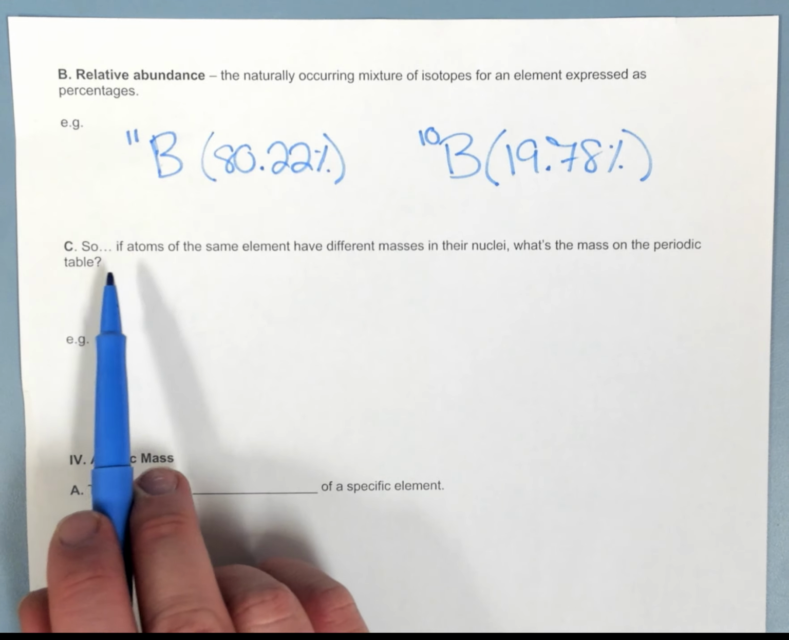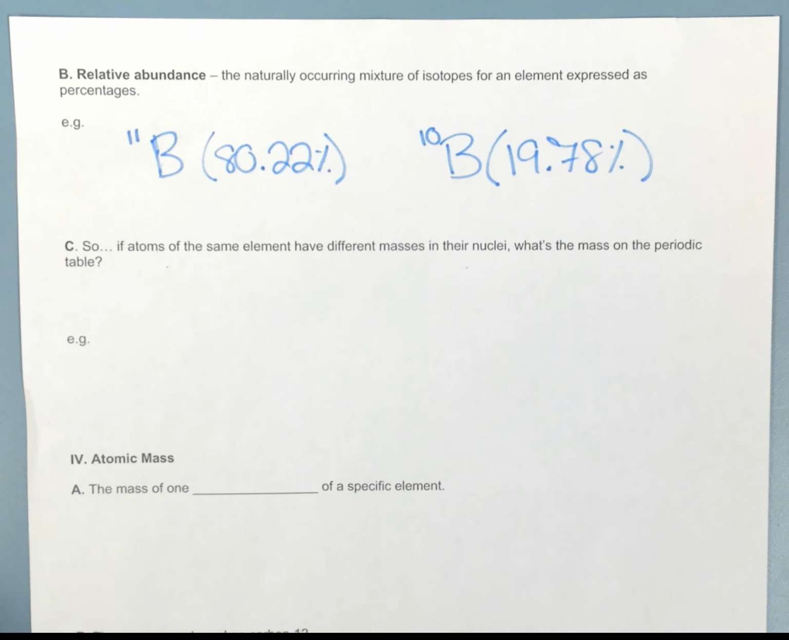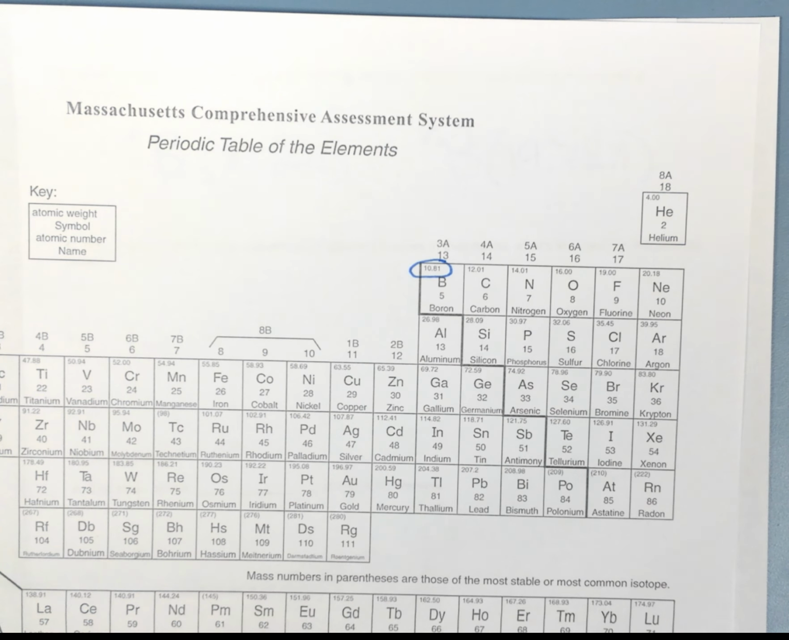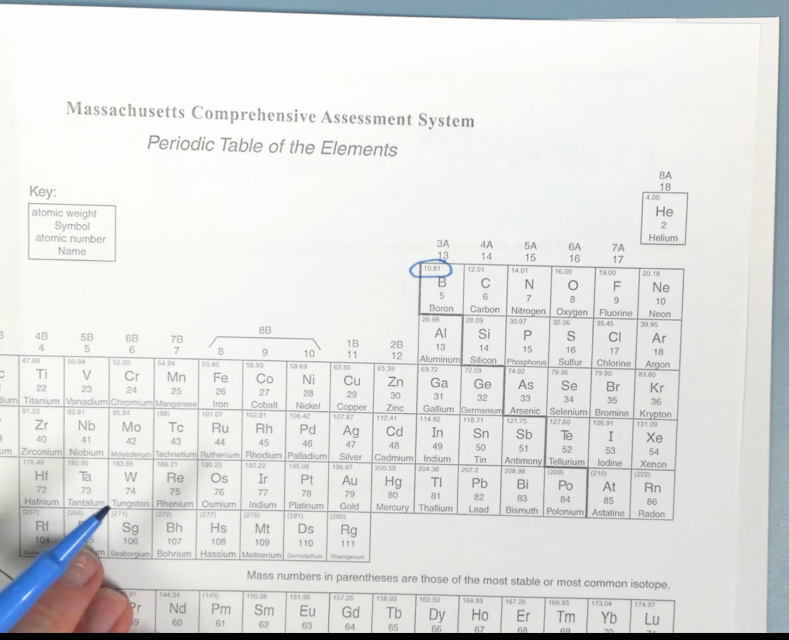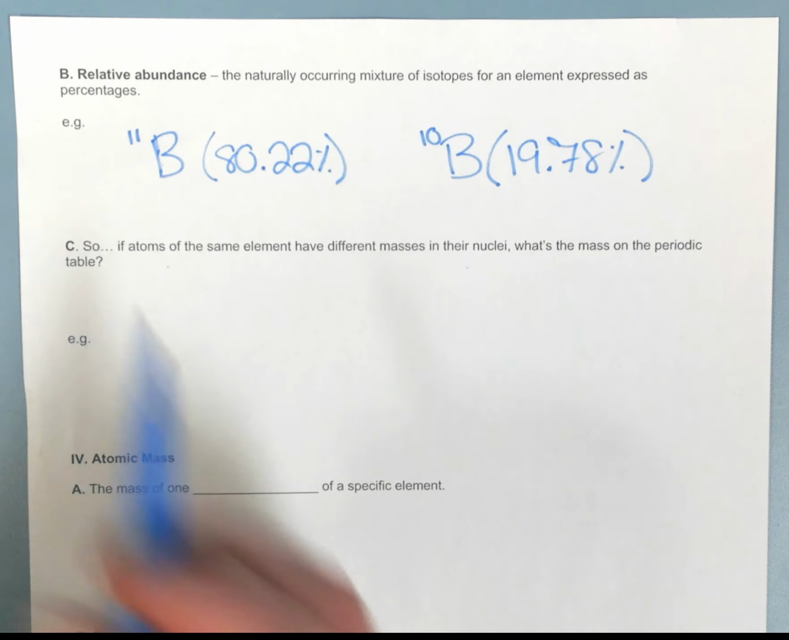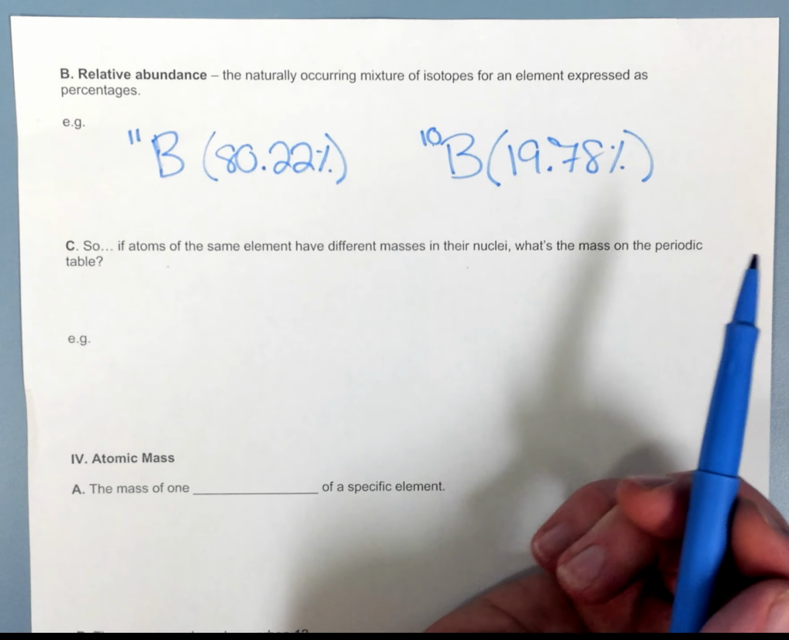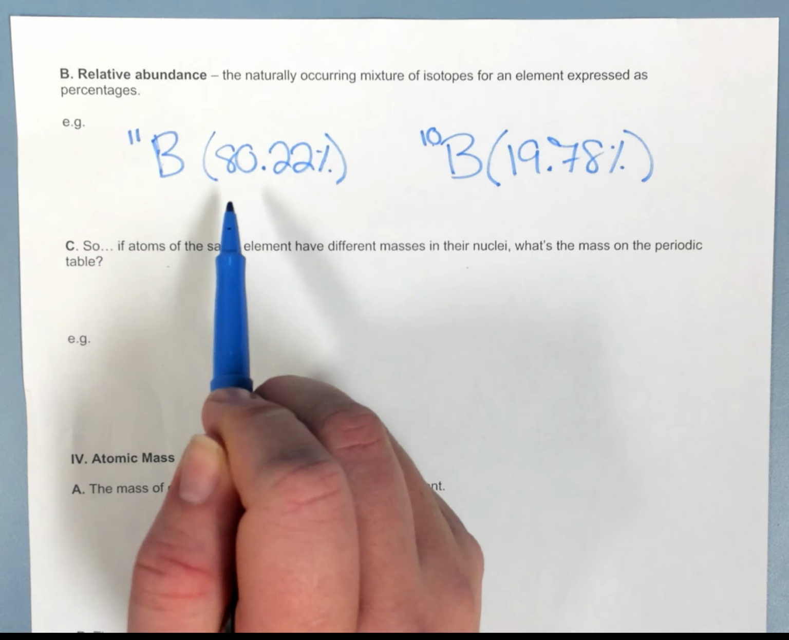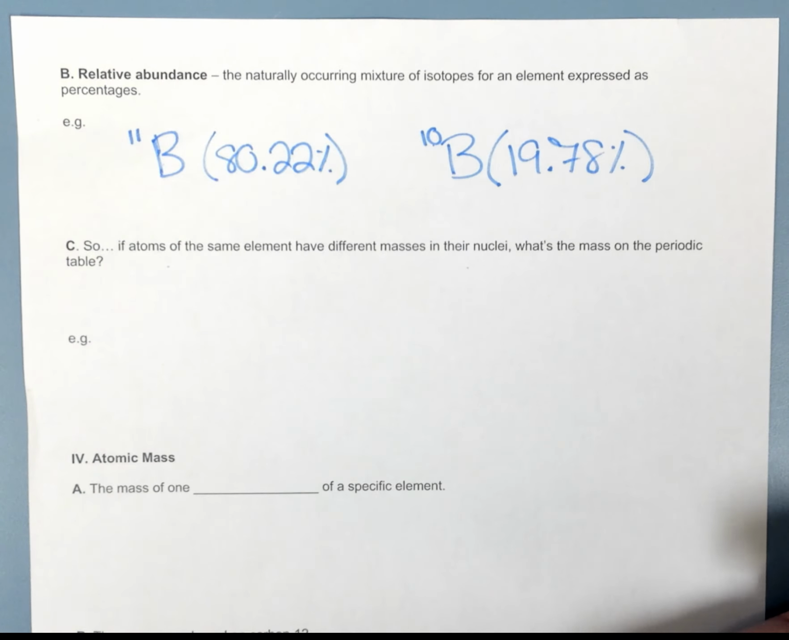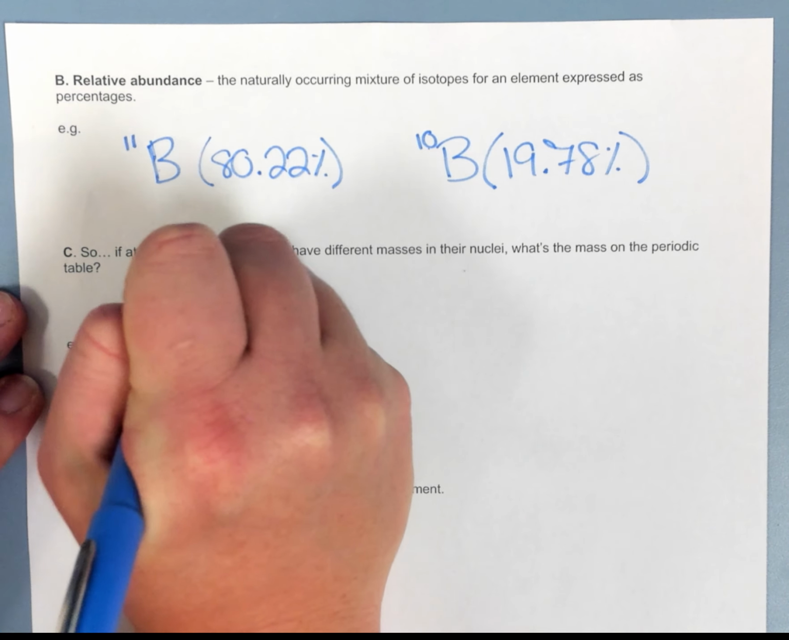Now, if atoms of the same element have different masses, what is the mass on the periodic table? How do I decide, looking at my periodic table, that boron has a mass of 10.81? Where did that number come from? A lot of people would automatically say, well, it's an average. Well, it is, but the average of 11 and 10 is 10.5, not 10.8. So what we do is we take into consideration that 80% of the boron is boron 11 and 20% is boron 10. So the mass on the periodic table is what we call a weighted average.